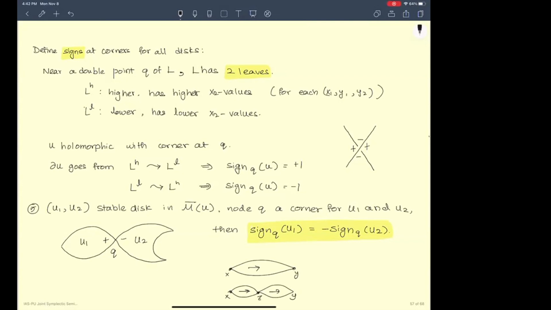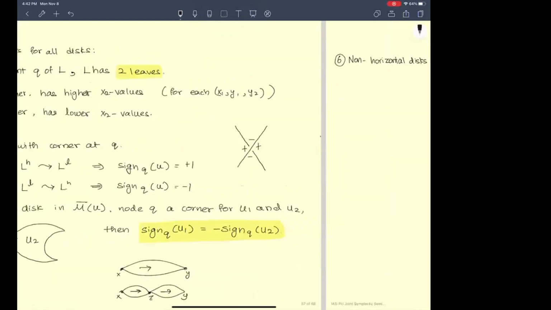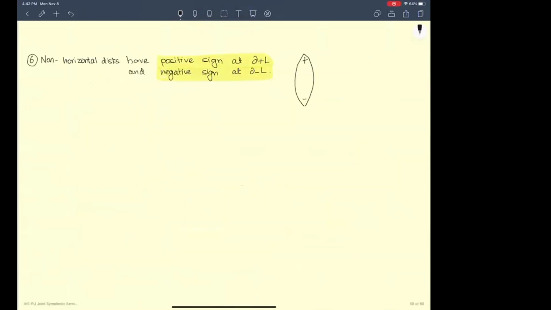Yeah, so this is the same thing, but these are not strips, but you can define it like this, but it's the same idea. Okay, so you need to have opposite signs whenever these breakings happen. And the other cool thing about signs is that suppose you have a non-horizontal disk. So horizontal disks we saw can have any signs, plus, minus, there were lots of options.